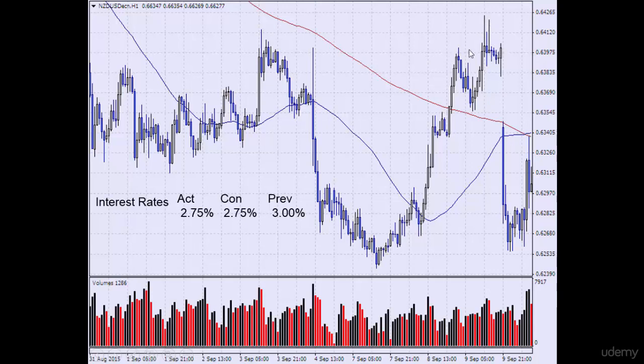We sold the market here. We were expecting these guys to lower interest rates. That's the reason why we sold early, because we were expecting these guys to lower interest rates, and they did. As a result, the market fell.